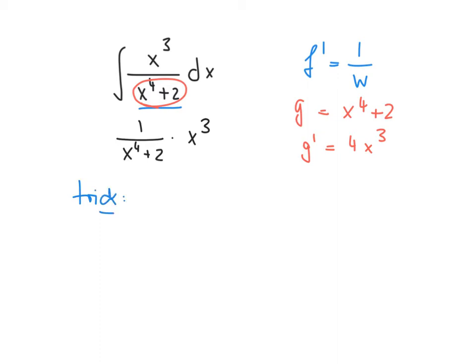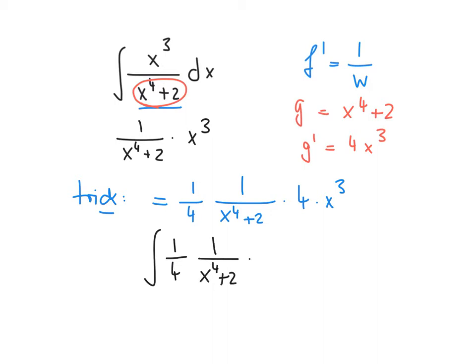We rewrite this with a 4. We sneak in the constant that we need. So we rewrite this as 1 over x to the fourth plus 2 times 4 times x to the third. Of course, we cannot just do it without giving an offset somewhere else, so we multiply the whole thing by 1/4 at the front. So now the integral becomes 1/4 times 1 over x to the fourth plus 2 times 4x to the third, and everything is now the right form for this expression.